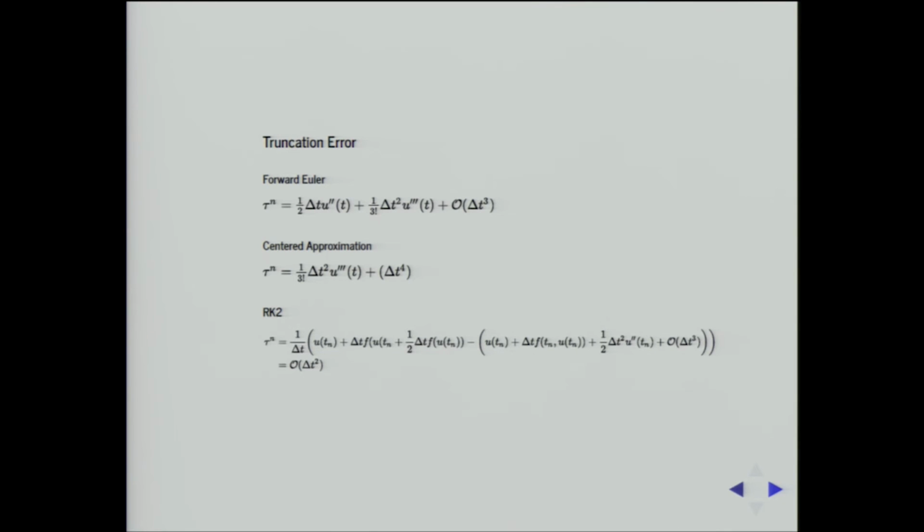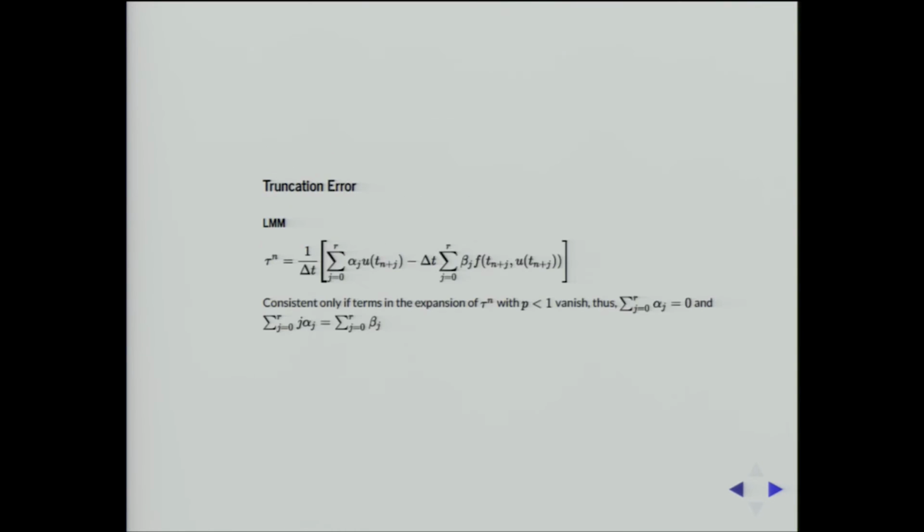For Runge-Kutta 2, we get that some of these terms start canceling out, and I get this: my error goes as the square of my time step. This is the truncation error for linear multi-step methods like the Adams family.